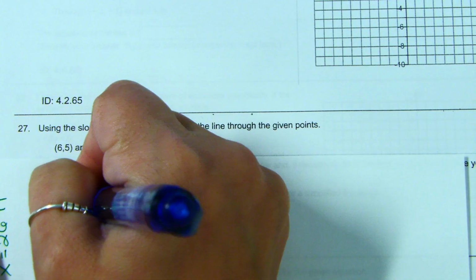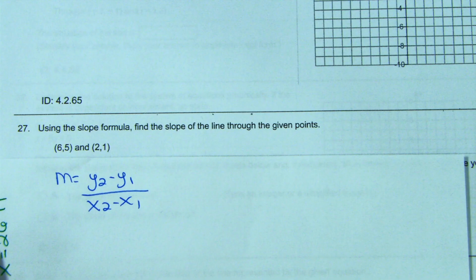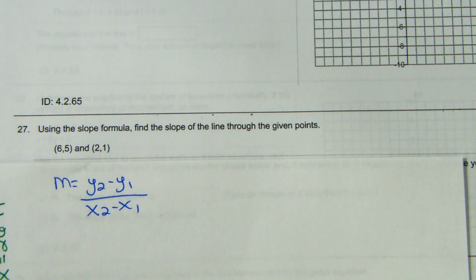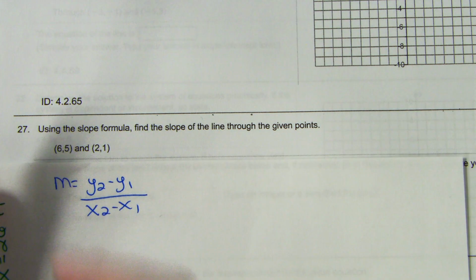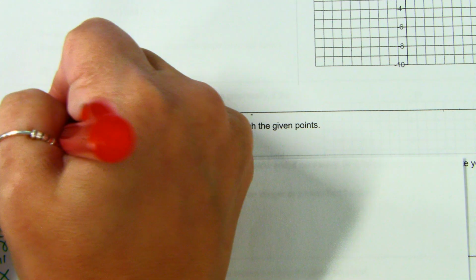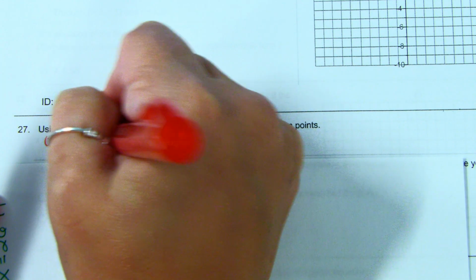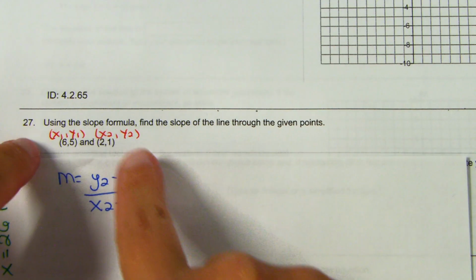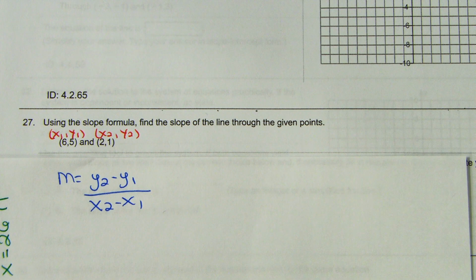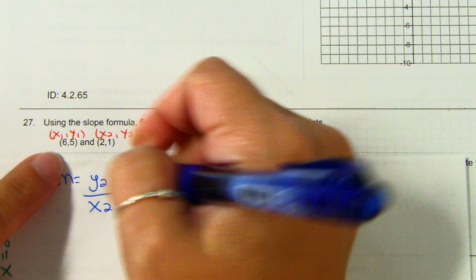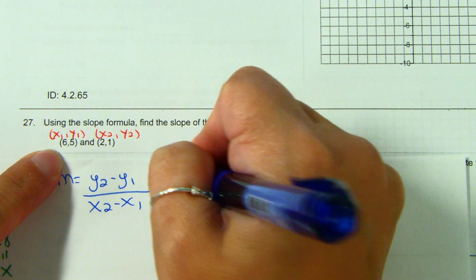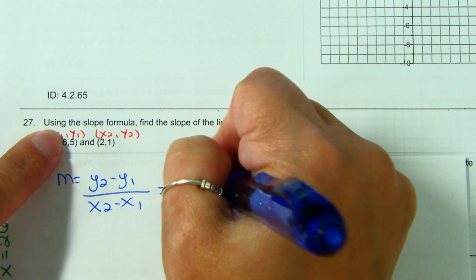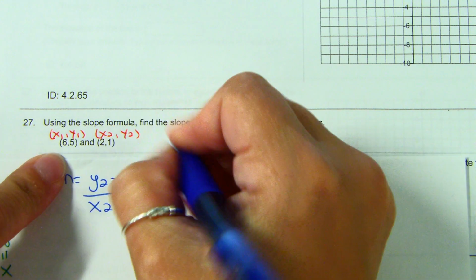And so if they give you 2 points, you can literally write those 2 points down and label them x1, y1, x2, y2. And no, it doesn't matter which one is point 1 and which one is point 2. It will work out as long as you don't try and intermix the x from this one with the y from this one. You'll be fine. So the way that I have mine labeled, y2 would be 1 minus y1, which is 5, all over x2, which is 2, minus x1, which is 6.